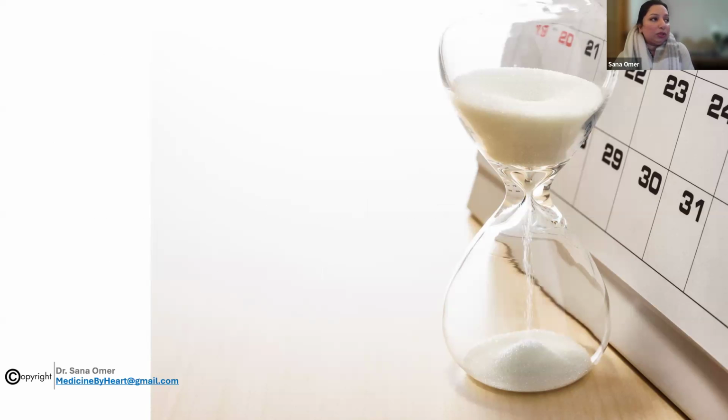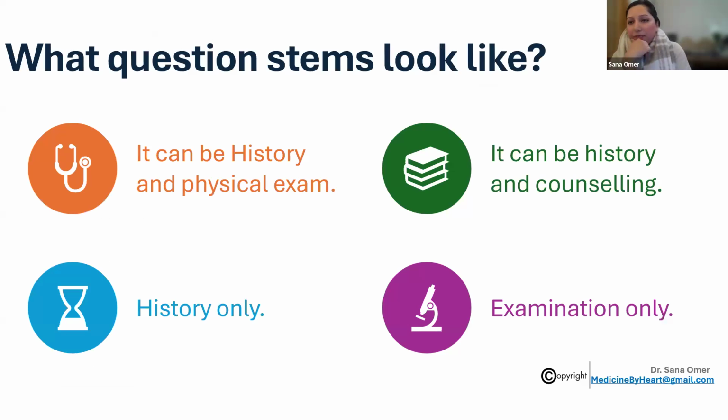Now, what the question stem can look like. In my view, typically the NAC OSCE question stems can look like one of these four things. It can be a history station, it can be a history and physical exam, it can be physical exam only, which is very rare. Sometimes you might get to examine cranial nerves. Because it's a very long examination, you might have a whole station dedicated to it, but it is very, very unlikely.